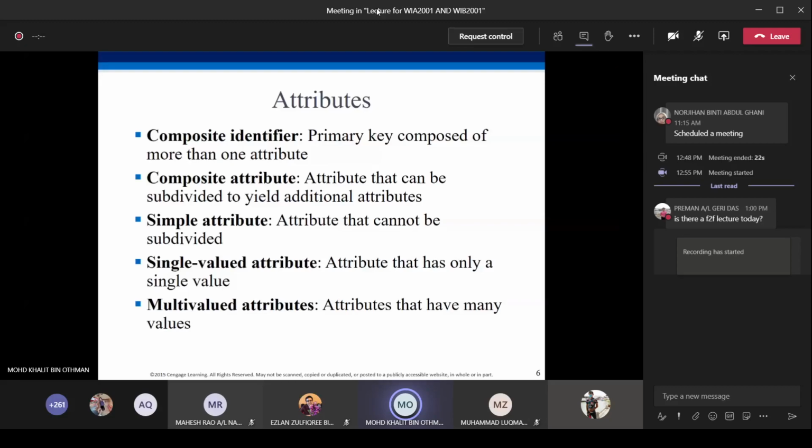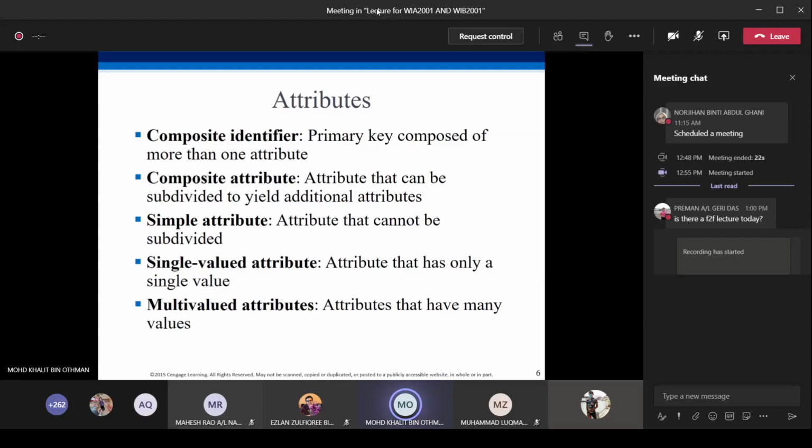For the identifier, we have composite identifier. What is a composite identifier? Composite identifier is a primary key that is composed of more than one attribute, which is several attributes are selected to be the primary key.